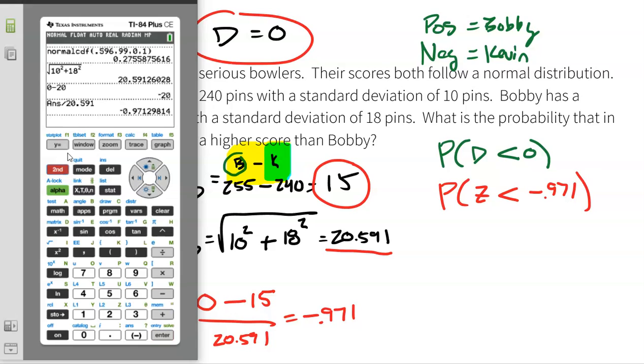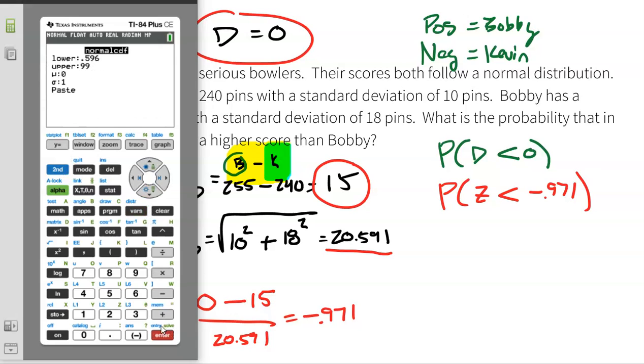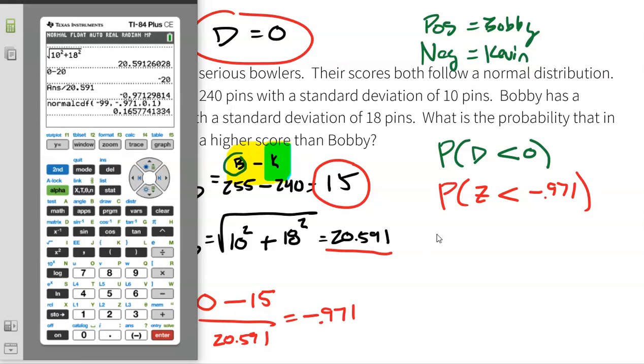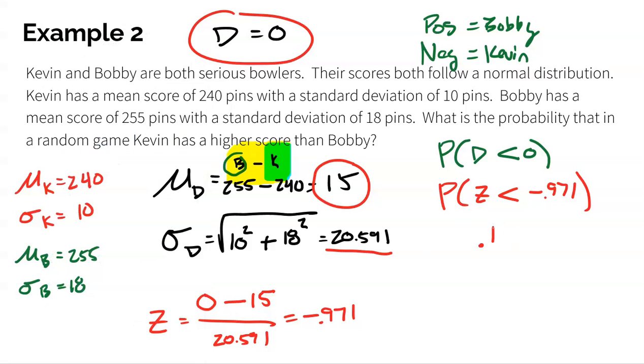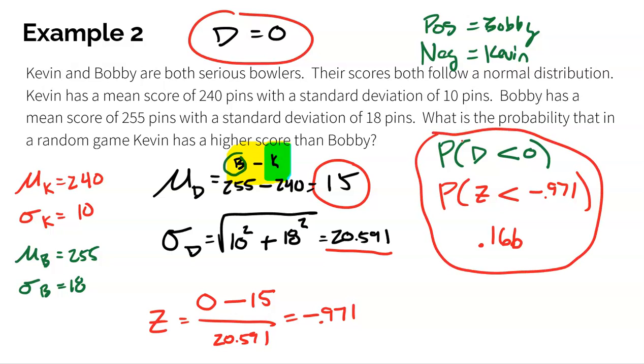So I'm going to go ahead and grab my normal CDF. It's my normal function. This time I want to go below my z-scores. I'm actually going to start at negative 99 as my lower value, negative 0.971 as my upper value. And essentially I'm looking below a z-score of negative 0.971, which is a difference below 0. And I get 0.166. So there is a 16.6% probability that in a random game, Kevin will do better.